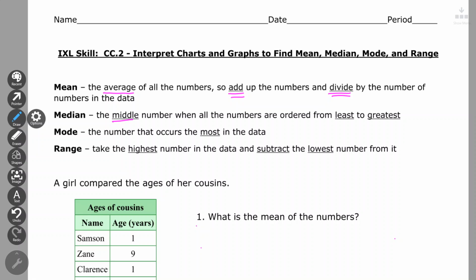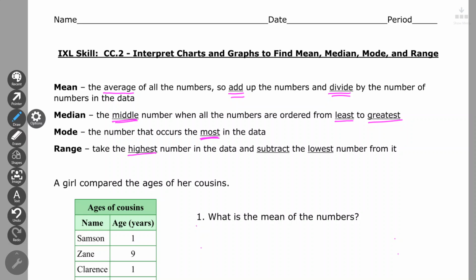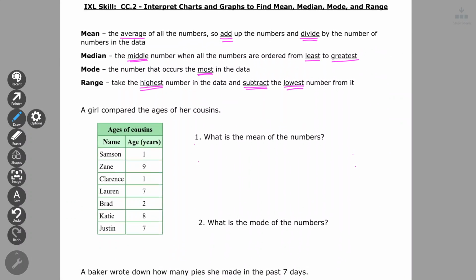The median is the middle number when all the numbers are ordered from least to greatest. Don't forget to order the numbers first from lowest to highest, and then you're going to strike the first and the last until you get to the middle. The mode is the number that occurs most in the data. So what number do you see most often in the data? The range, to find the range, you're going to take the highest number, and you're going to subtract the lowest number in the data.